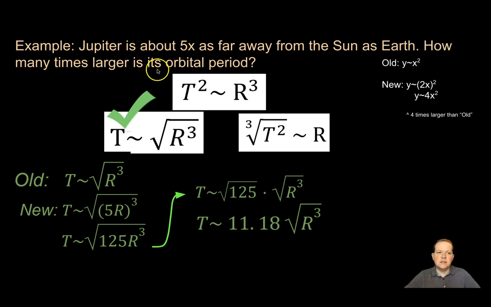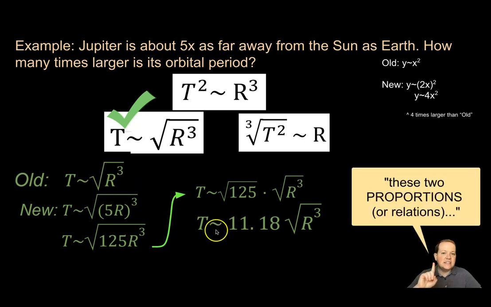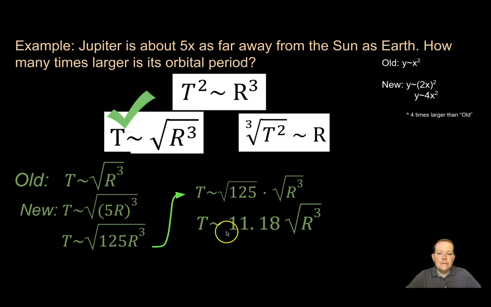How many times larger is the period? Well, here's the original one, team. The original is related to the square root of r cubed. Notice, T and T, that's the same. Related, that's the same. Square root, r cubed. Everything is the same between these 2 equations, except, what's different? This thing. In my new version, I am multiplying by 11.18.